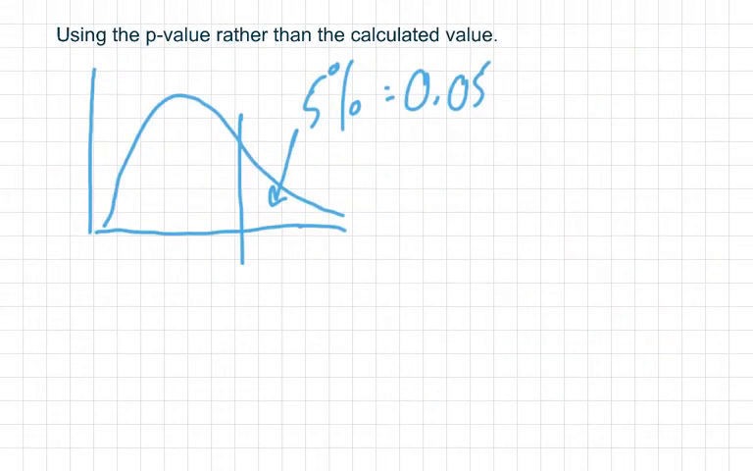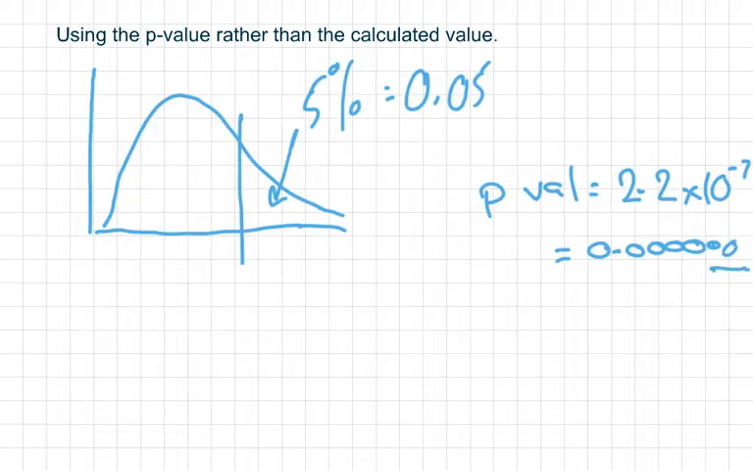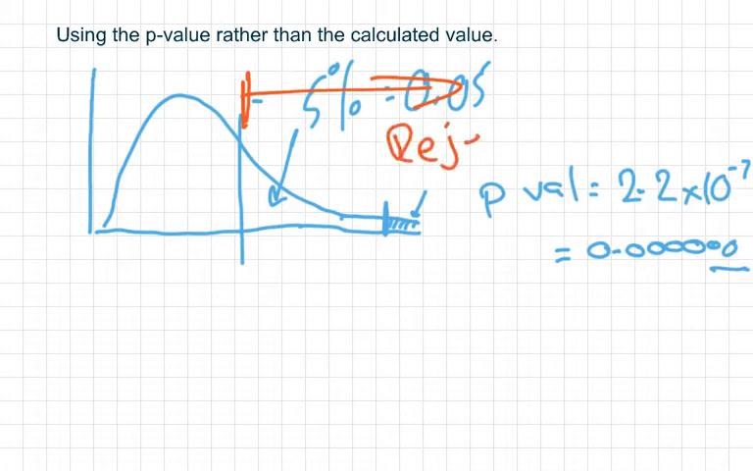So we've got a p-value of 2.22 times 10 to the negative 7, which is tiny. That tells us that the area is only this little bit, so we're to the right of this critical line. We're in the reject H0 region again.